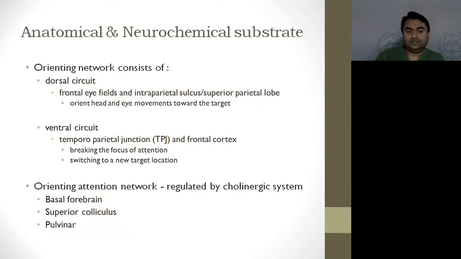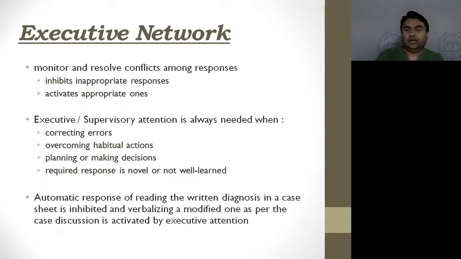The substrates here: the network has both a dorsal circuit and a ventral circuit. The dorsal circuit involves the frontal eye fields, the intraparietal sulcus and the superior parietal lobe, which help to orient the head and eye movements towards the target. The ventral circuit involves the temporoparietal junction and the frontal cortex. It helps in both breaking the focus of attention that is already persisting and switching to a new target location. This network is regulated by the cholinergic system, involving the basal forebrain and also the superior colliculus and pulvinar.